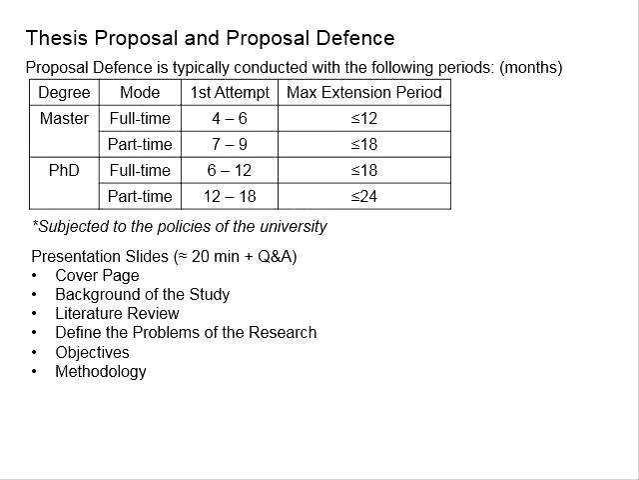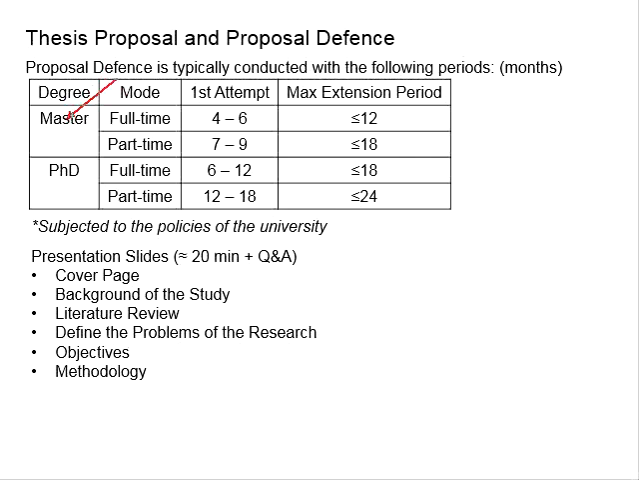Next, we talk about the proposal defense, which depending on the degree that you are taking, as well as depending on the mode of your study, whether full-time or part-time, the proposal defense are typically conducted within the period as indicated by months. For example, for a typical master degree, full-time students, most likely you're going to have your proposal defense between the 4th to 6th month of your postgraduate study. If you are talking about the PhD, it is between 6 to 12 months.